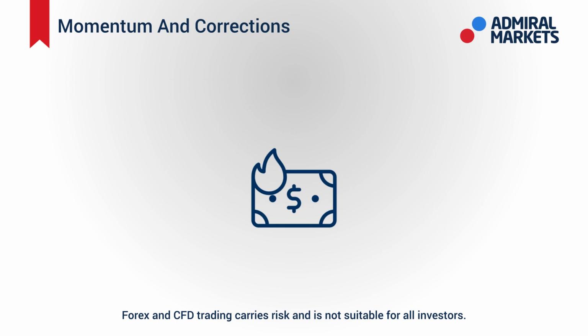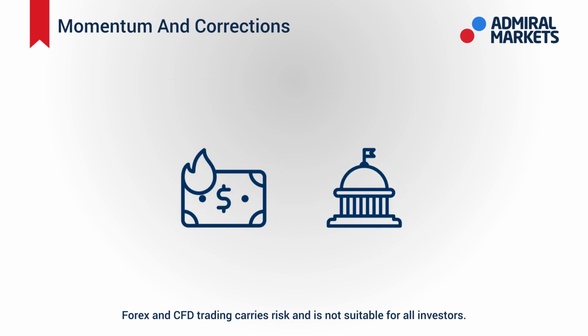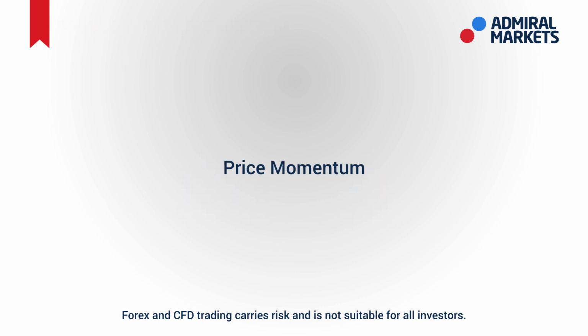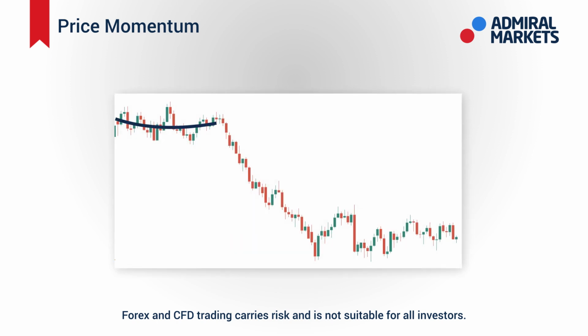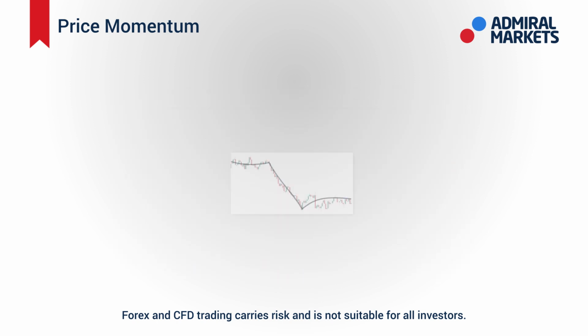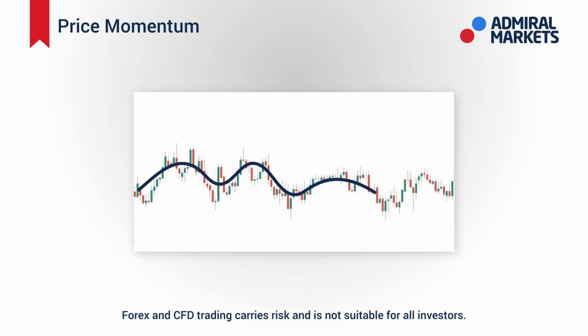Unexpected economic releases and geopolitical developments can initiate a reversal too. Price momentum. The length and frequency of short-term price swings serves as a measurement of market momentum. Strong momentum is denoted by steeper slopes and longer price swings. Weaker momentum is represented by short price swings and shallower slopes.